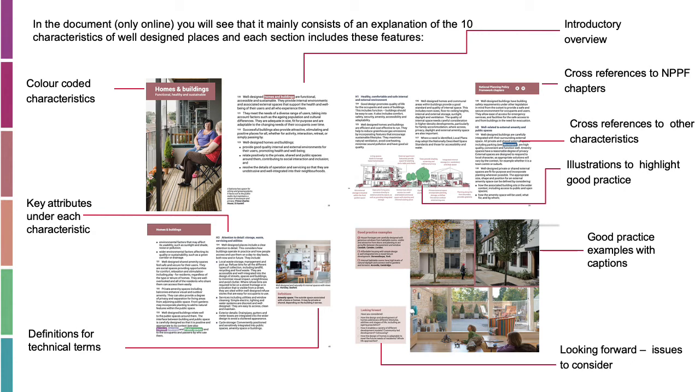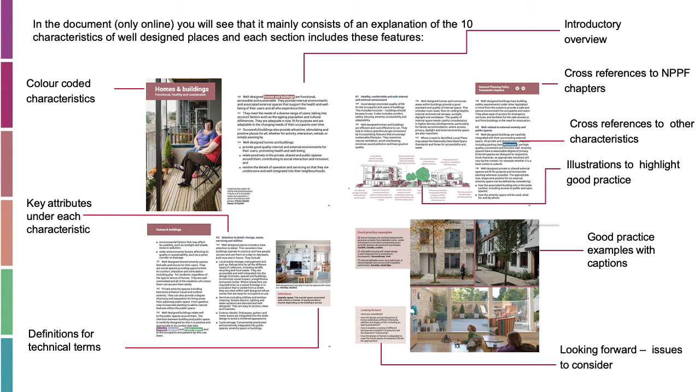So the colour, you'll see, illustrates that it's from the Homes and Buildings section. There are key attributes under each characteristic. It gives definitions of technical terms, cross-references to NPPF chapters, and gives illustrations to highlight good practice and photographic examples of good practice with captions.